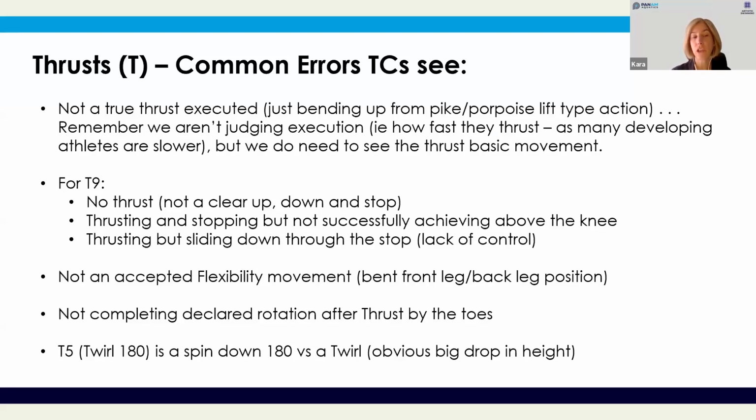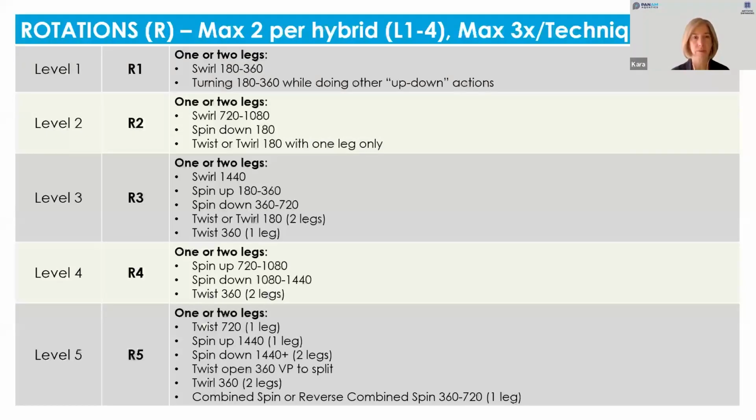And if it's a thrust with a twirl versus a spin down, so at a T5 we have a twirl 180. If we were to see a drop of 2 height levels, that would be subject to a base mark. Okay, so if you're doing a twirl, we're looking for it staying ideally at the same height, but no more than a drop in 1 height level. If we see a drop, that could be a base mark. So that's it. Thrust overall, fairly well done. And I think everyone understands kind of the cautions on the common errors.